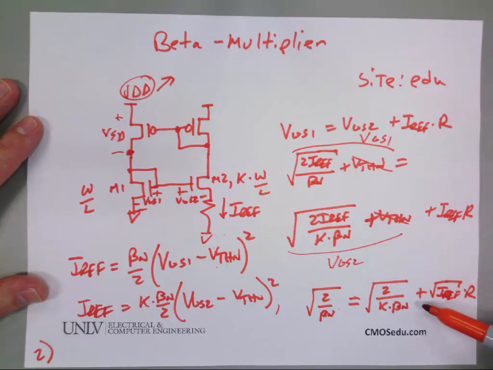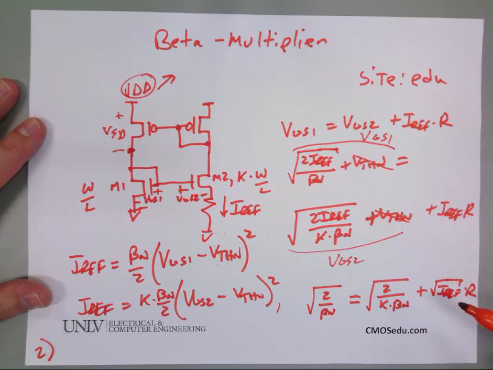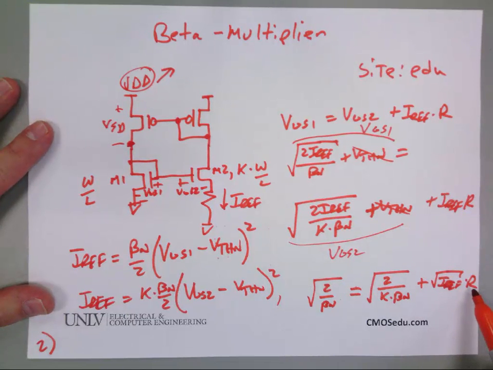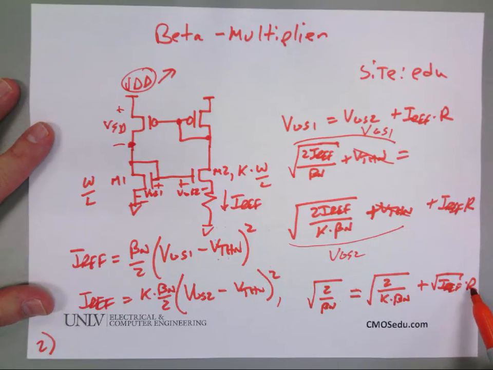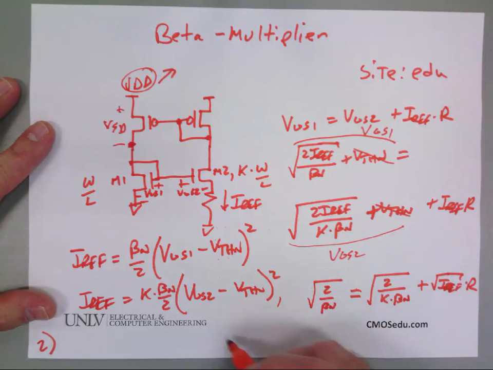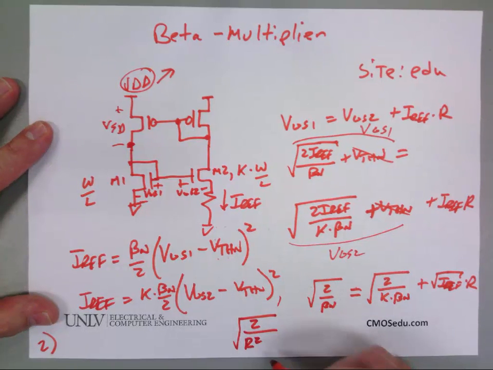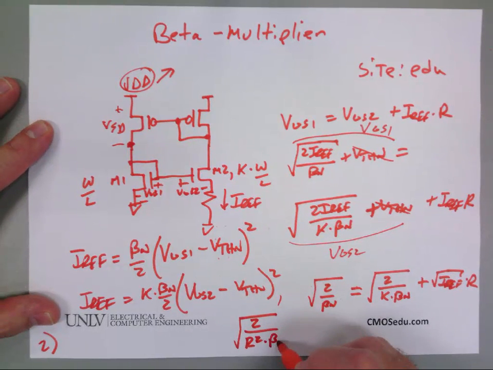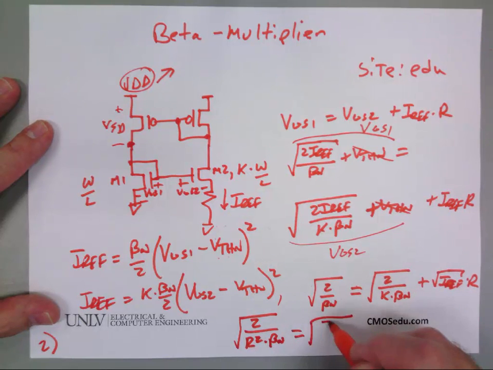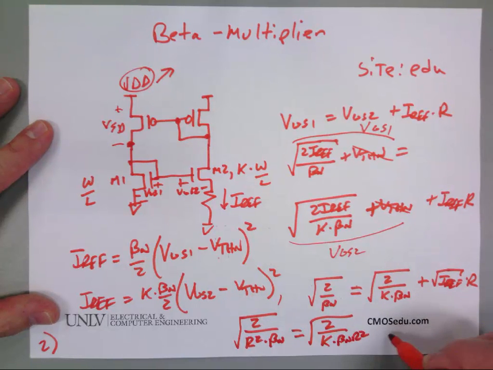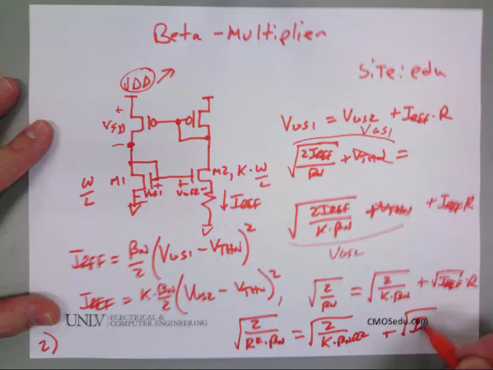Anybody not follow this? So then I'm going to divide both sides by R, and I'm going to move the R inside here, make it an R squared. So I can write 2 over R squared times beta sub n equals square root of 2 over k times beta sub n R squared plus square root of Iref.